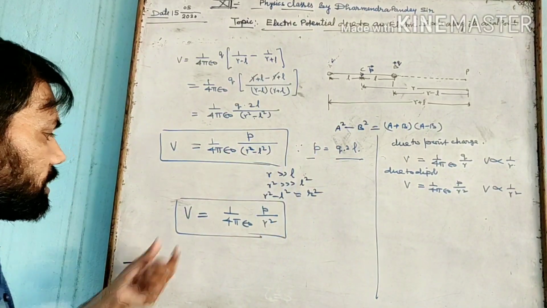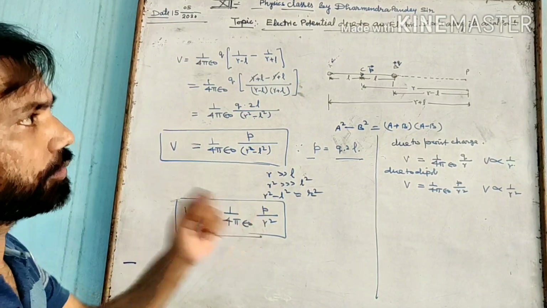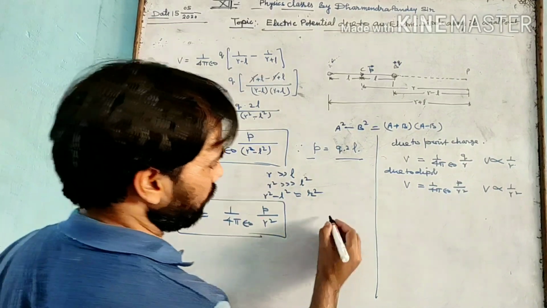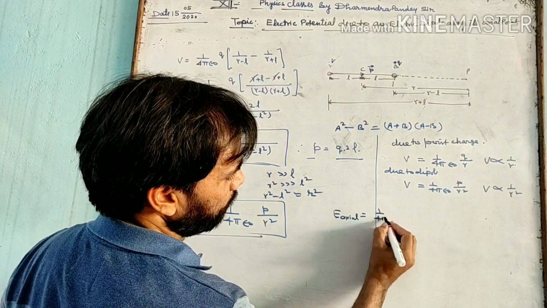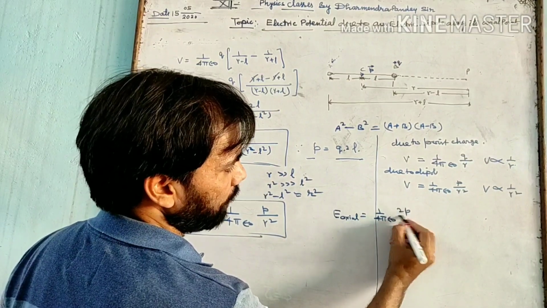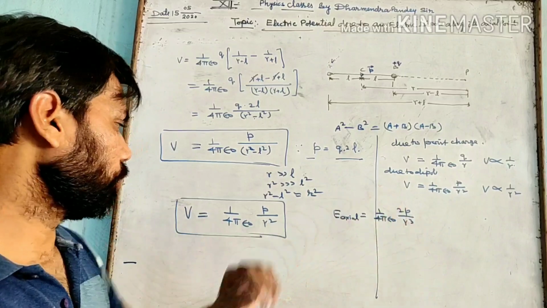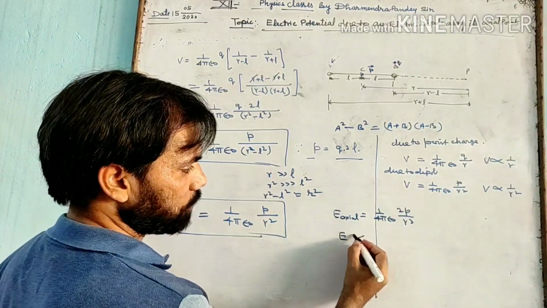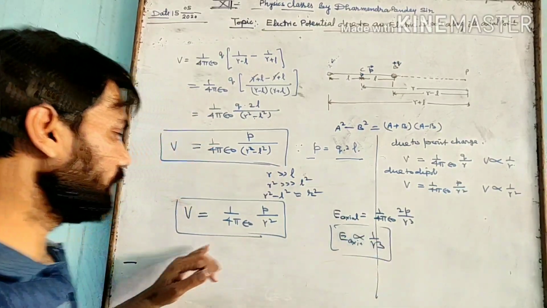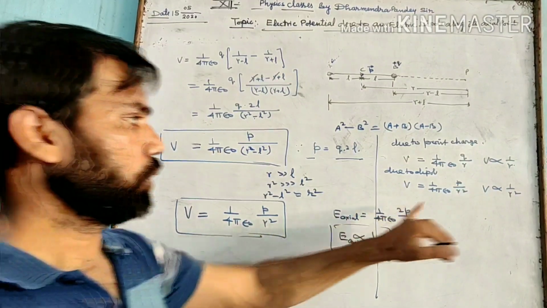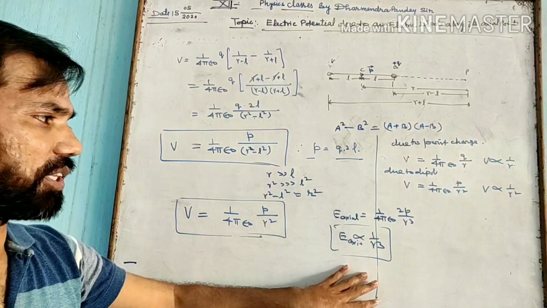If we compare this electrostatic potential expression for the dipole to the electric field for the dipole, you will find that along the axial point E can be written as 1 upon 4 pi epsilon 0 2p upon r cube. Here E was proportional to 1 upon r cube in the axial case. But in case of electric potential, it comes out to be V is proportional to 1 upon r square. This comparison shows us the difference.